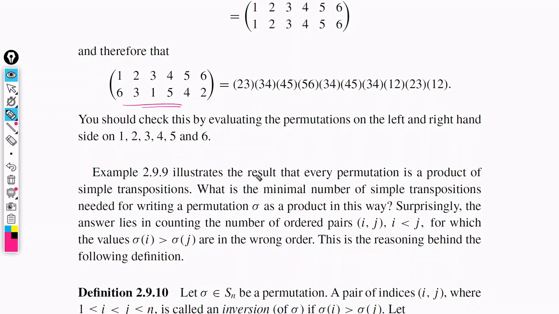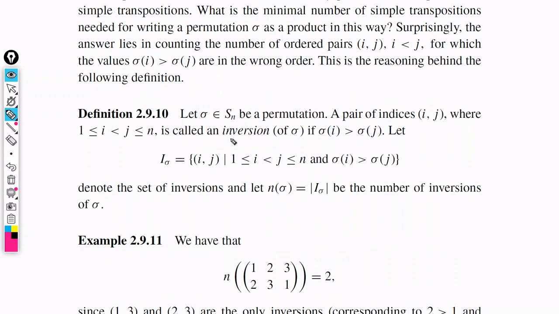So there is a natural question. What is the minimum number of transpositions needed for writing like this? For addressing this problem, we have another definition called inversion. Let sigma belong to S_n be a permutation. A pair of indices (i, j), where i should be less than j, is called an inversion of sigma if sigma(i) is greater than sigma(j). That is called an inversion.